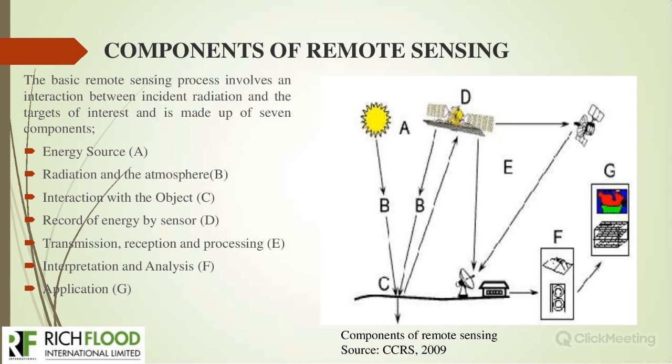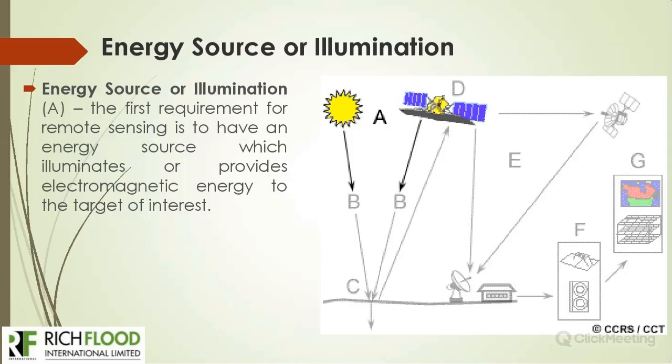So we are going to look at these components one after the other and see how they are important in environmental management. So the energy source, like I said earlier, is the first requirement for remote sensing. Every remote sensing has to have an energy source which illuminates or provides electromagnetic energy to the target of interest. So the requirement is that for remote sensing to work, there will have to be a source of energy which radiates or illuminates the object that we are trying to study.